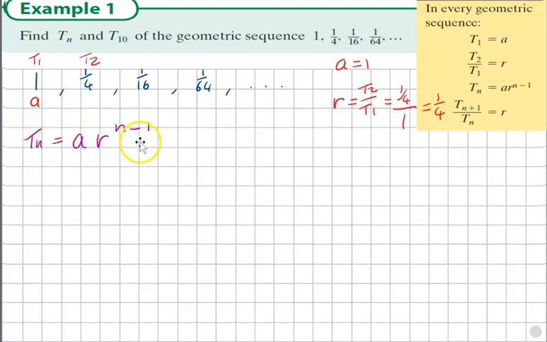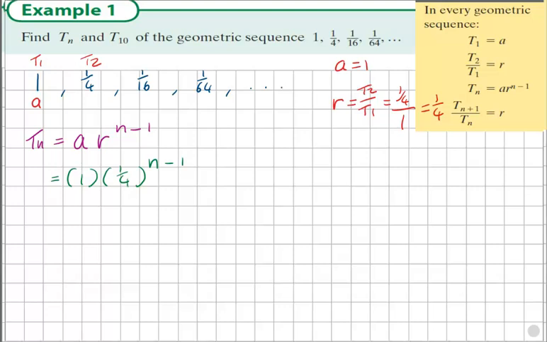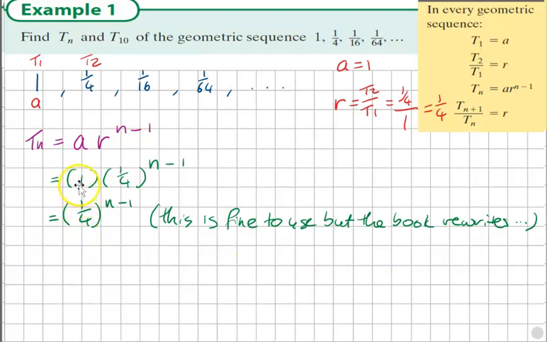So then we're going to use our formula. Again, this is given in the formula book. No need to learn it off. Tn equals a times r to the power of n minus 1. So a, we swap for 1 with a set of brackets, r we swap for a quarter, and that's to the power of n minus 1. So 1 times a quarter is just a quarter, and a quarter to the power of n minus 1. This is fine to use, but the book actually rewrites it. So this would be one way of working out the question.